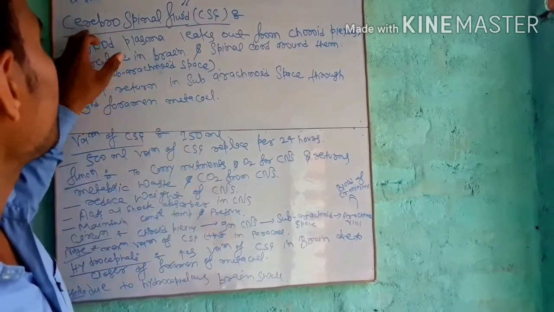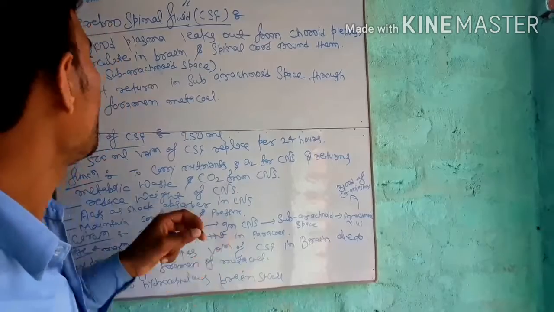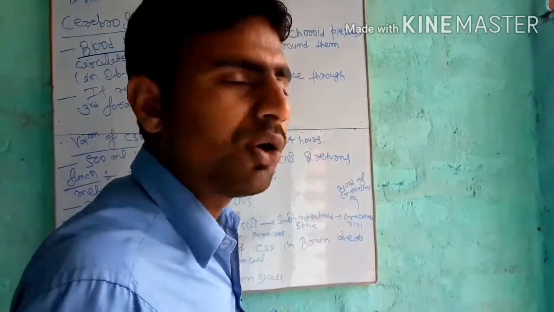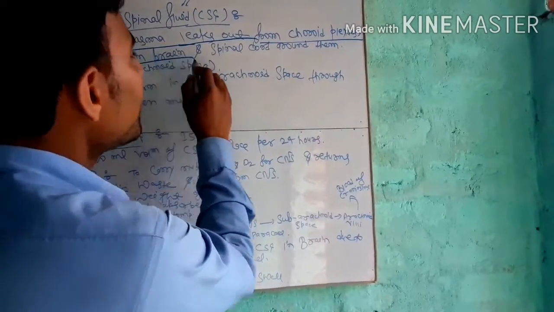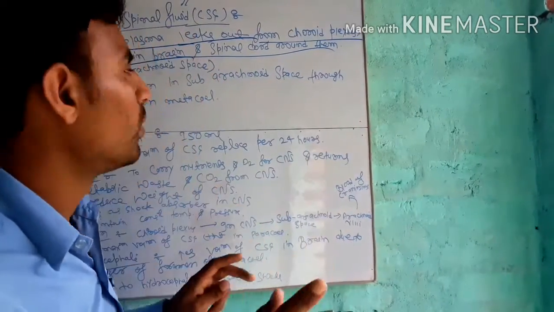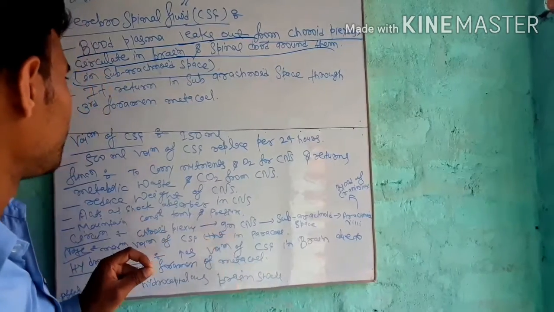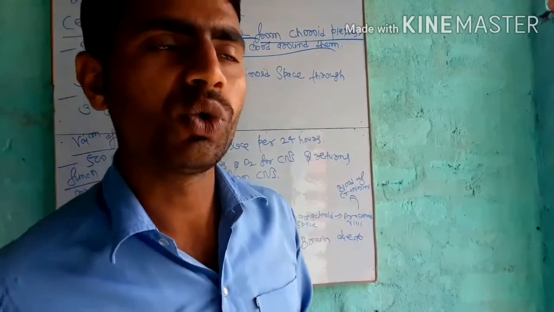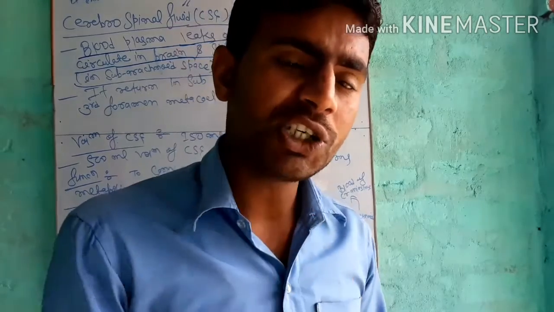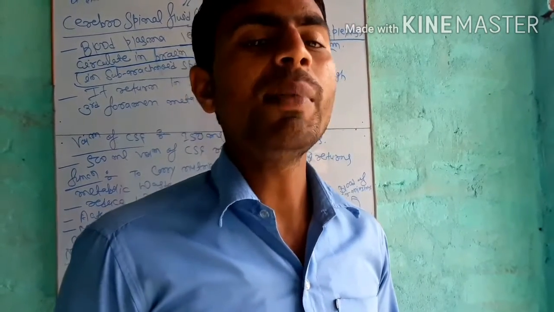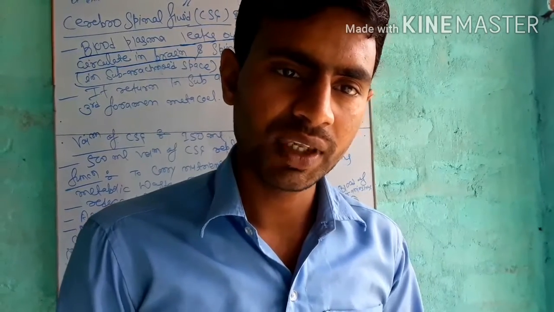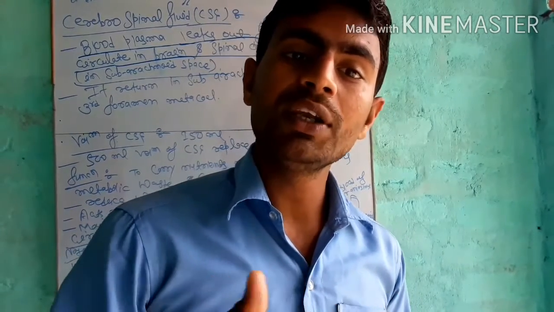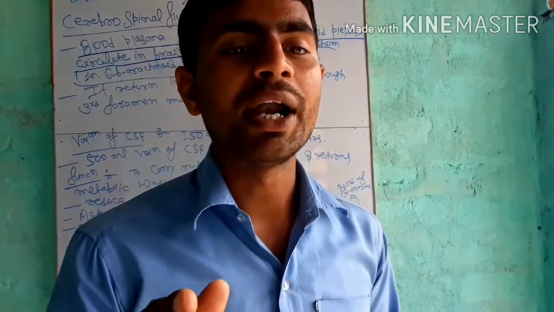Here you are seeing that cerebrospinal fluid is denoted by CSF. Blood plasma leaks out from the choroid plexus and circulates in the brain and spinal cord around them, in the subarachnoid space. If you are studying cerebrospinal fluid, you should know that it is present in the subarachnoid space, which is on the inner side of the arachnoid mater.